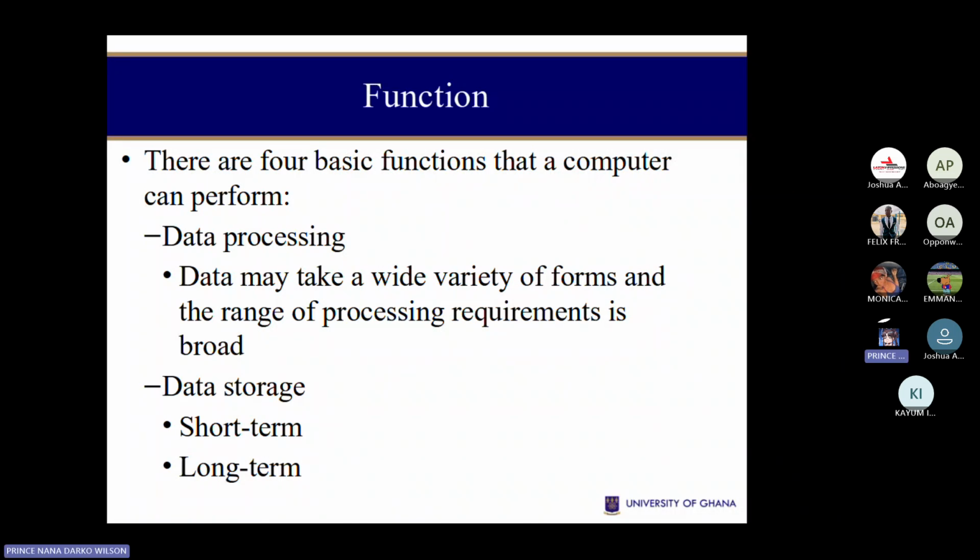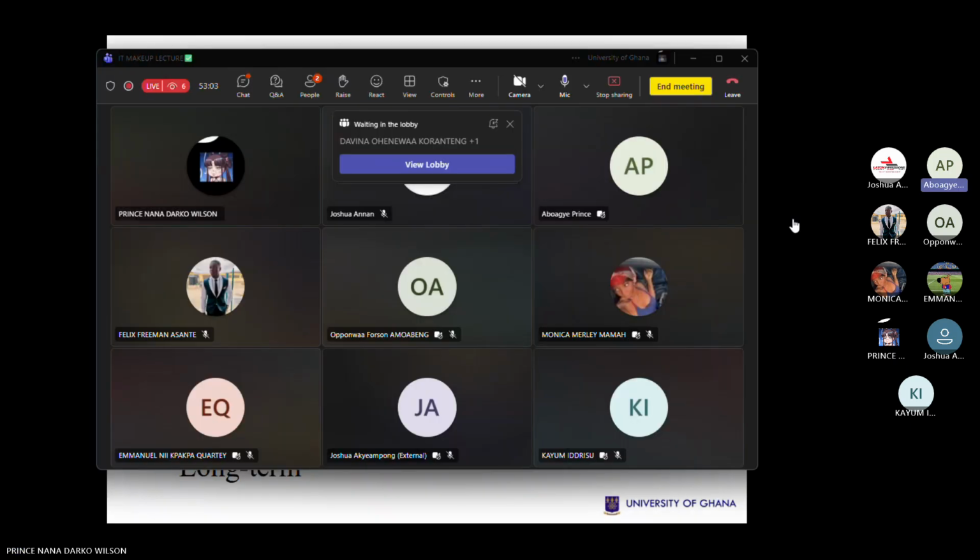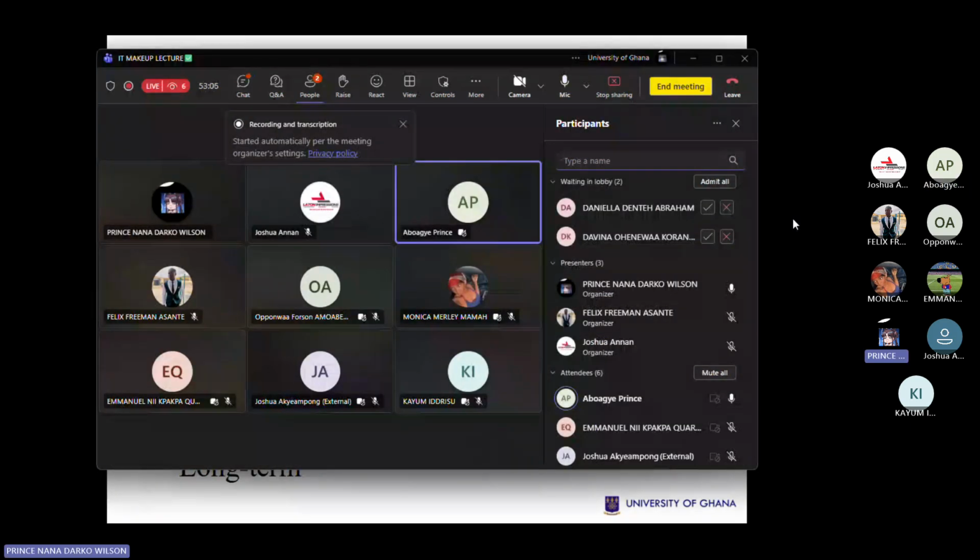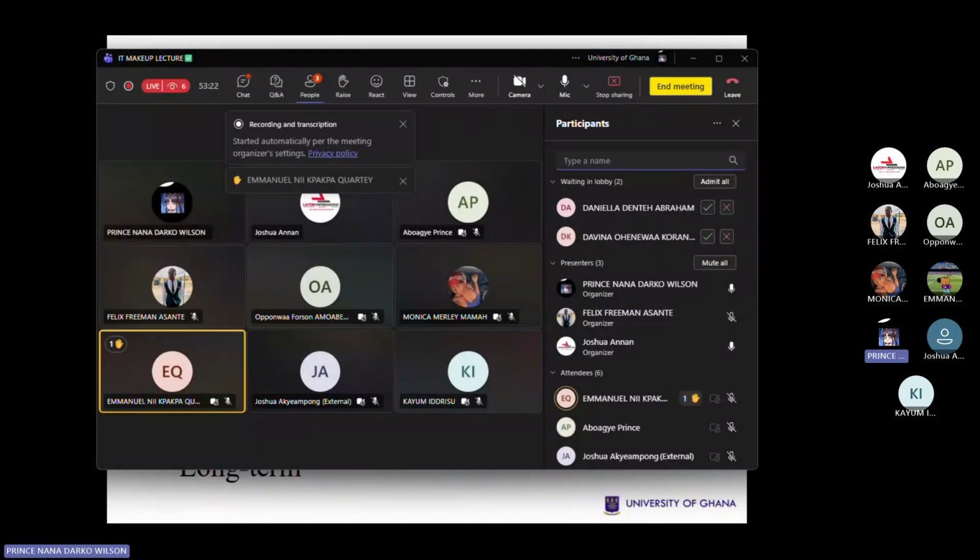Forms of data, everybody. Forms of data, going once, going twice. Okay, at this height. Can you say sound waves? Sound. So sound is a form of data. That's correct. Please, who was that? Was that Mr. Abuaje? Yes. Yeah, thank you. Powerful. Yes, what else? Yes, Mr. Emmanuel, yes.